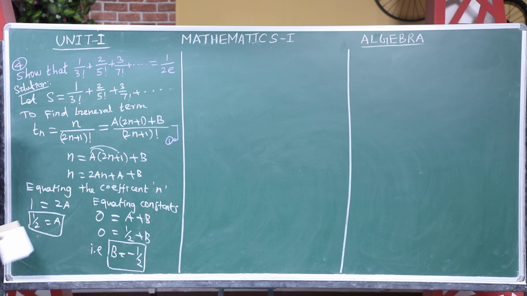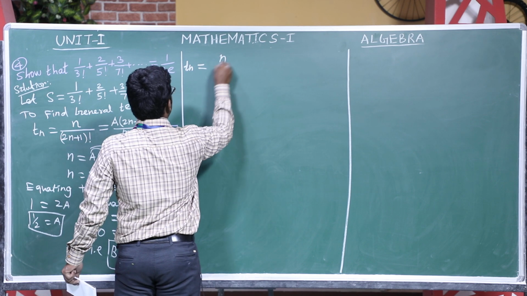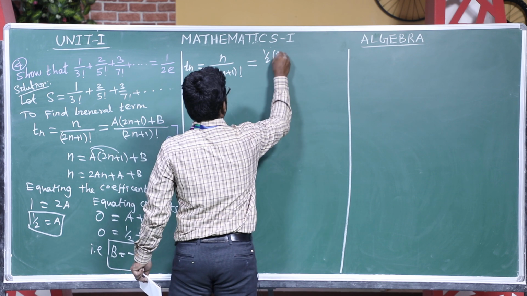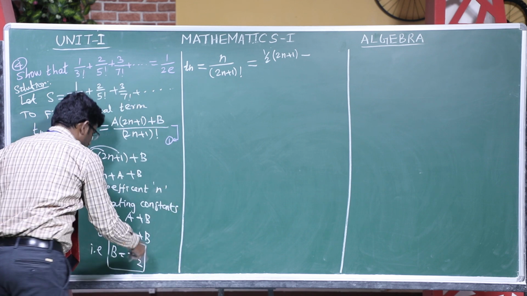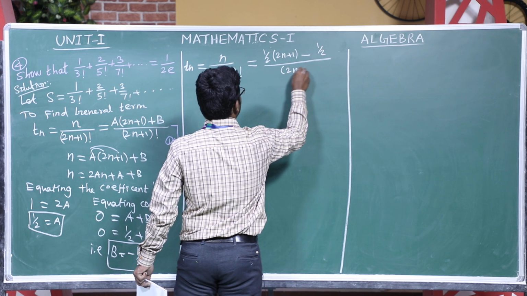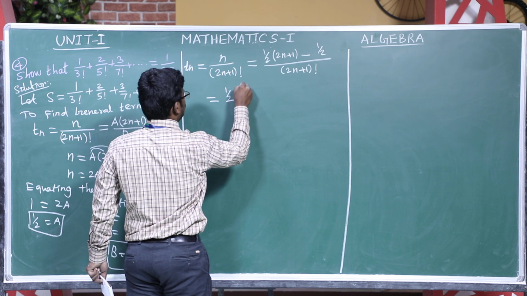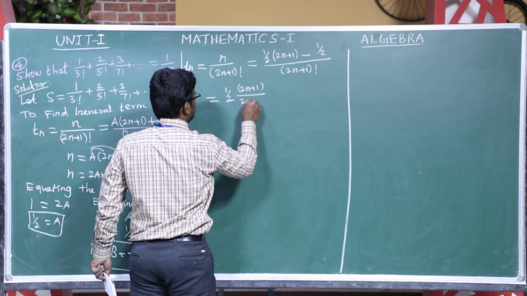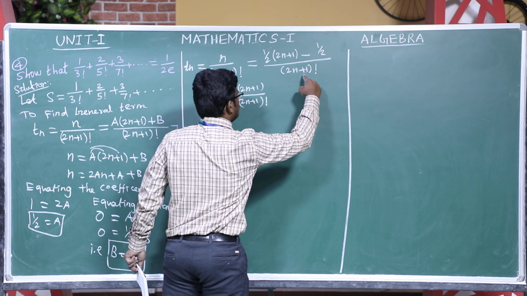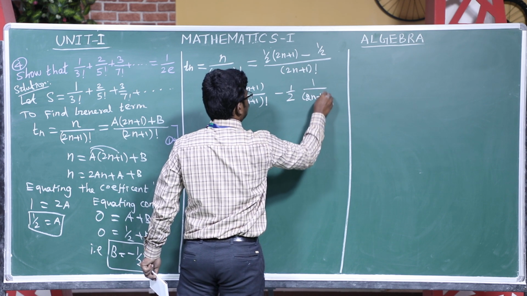We can substitute the values of A and B in equation 1. We get Tn = n/(2n+1)! which is equal to A is 1/2, then (2n+1) minus, because the value of B is -1/2, so minus 1/2, whole divided by (2n+1)!. We want to convert this into 1/2 times (2n+1)/(2n+1)! minus 1/2 times 1/(2n+1)!.